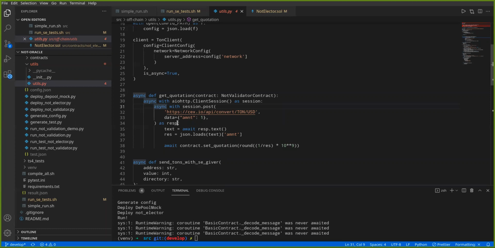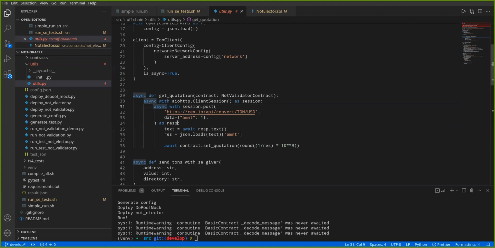Now we support only the TON USD pair, because of NOT's goal. We have to make a stable coin. NOT is a stable coin. We sell NOTs for tons and ton coins for NOT coins. And it's only one pair in this system, and we have to know TON's cost to know how to price and how to sell NOTs. Okay, thank you.